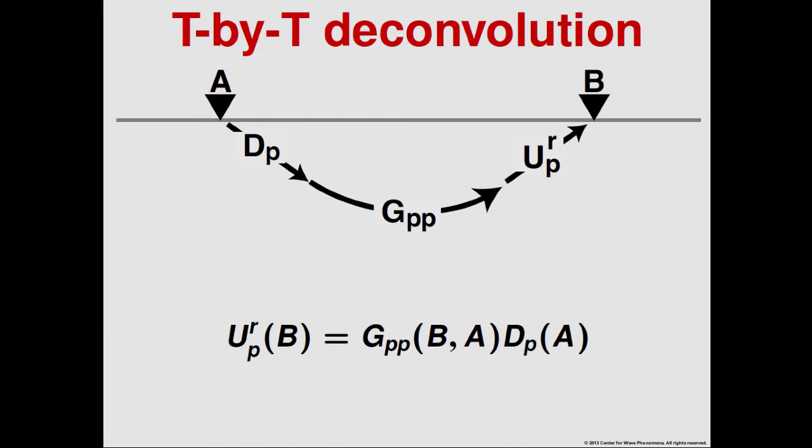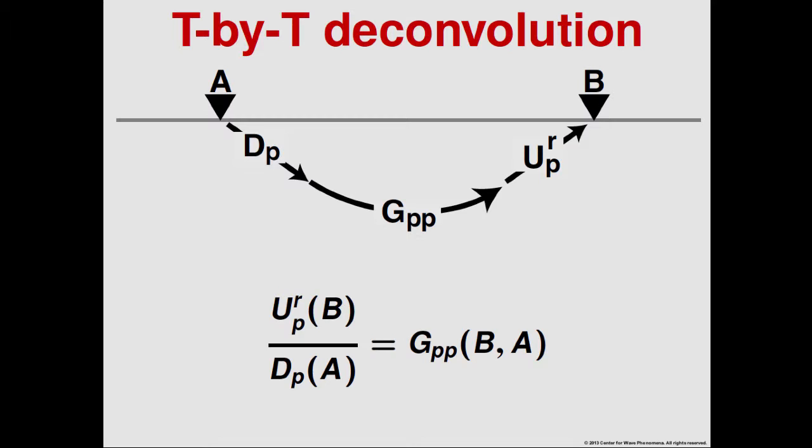Trace by trace deconvolution is based on this cartoon. When GPP represents PP reflected wave propagation from receiver A to receiver B, and superscript R represents reflected waves, reflected outgoing P waves at receiver B can be written by this expression in the frequency domain. When we want to extract GPP, we simply deconvolve reflected outgoing waves with the downgoing wave. Again, this is a frequency domain expression. This expression looks good.